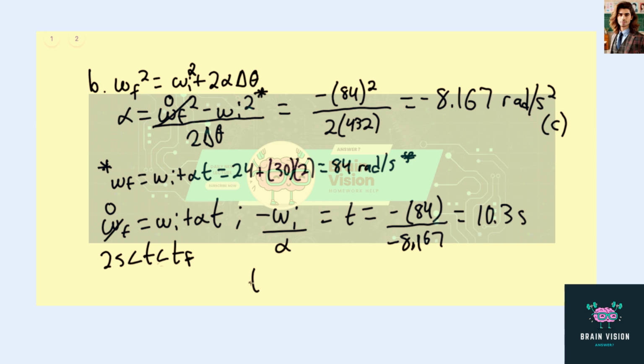So our total time will equal t plus 2 seconds, or 12.3 seconds. This is your answer for B. So the entire thing takes 12.3 seconds. It travels a total of 540 radians, and then it comes to a stop after t equals 2 seconds in 10.3 seconds with a constant angular acceleration of negative 8.167 radians per second squared.